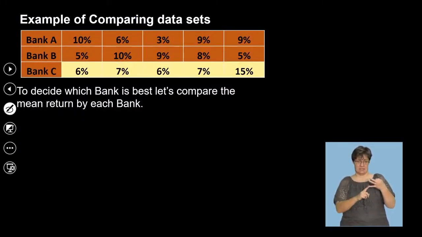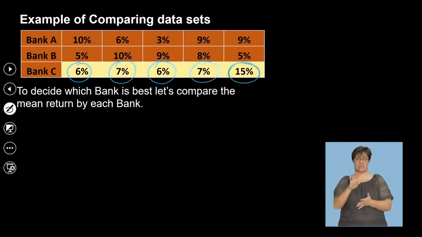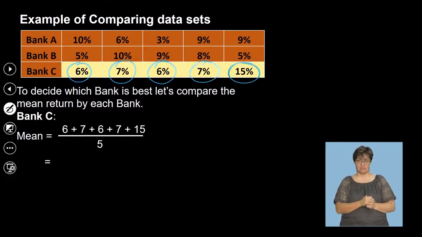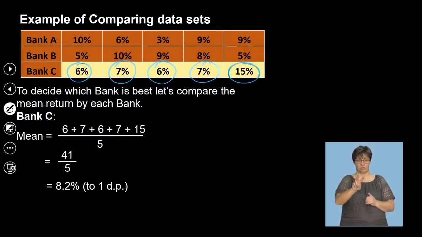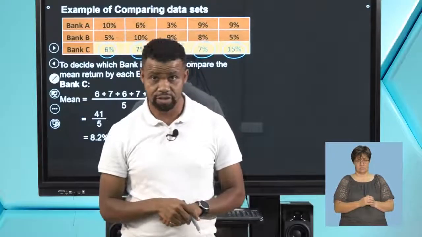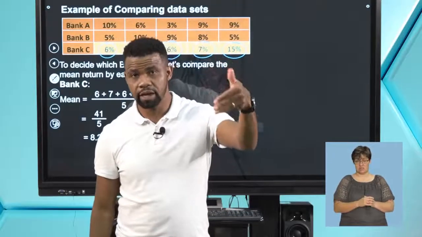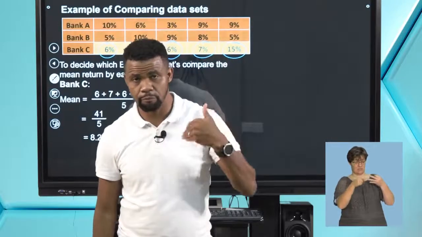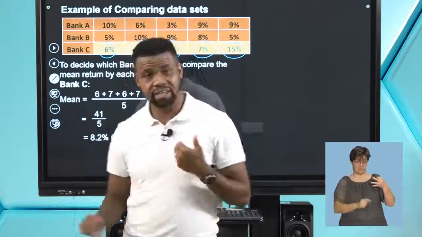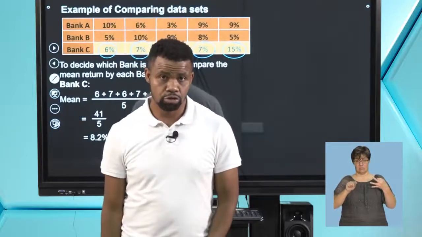Okay, let's look at Bank C. Bank C is 6 plus 7 plus 6 plus 7 plus 15. If we calculate the mean, if we add everything, it gives us 41. 41 over 5 is 8.2%. Interesting. The first two banks give us 7.4%, and Bank C gave us 8.2%.